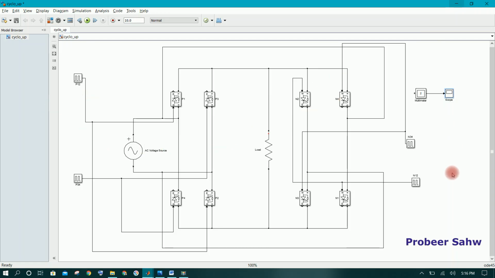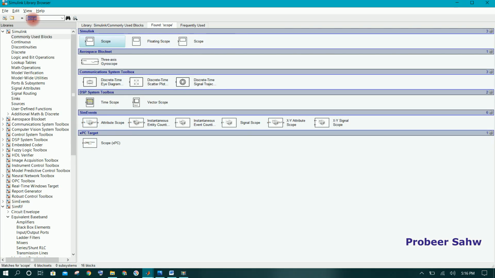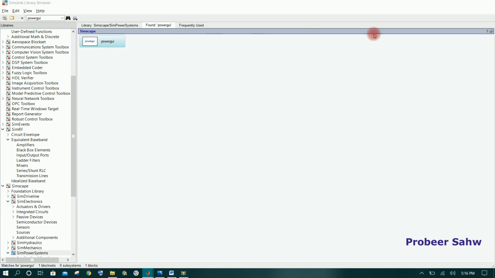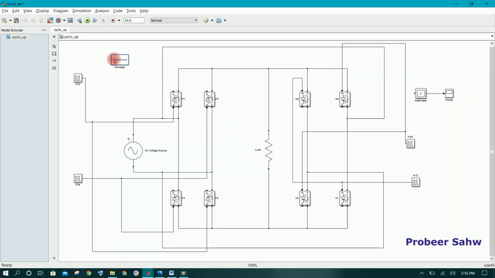Apart from all these blocks, another block is required, which is named Power GUI. We know for all circuit simulation in which the elements are SimPowerSystems elements, this Power GUI block is very important to run the simulation. Our circuit is now ready.